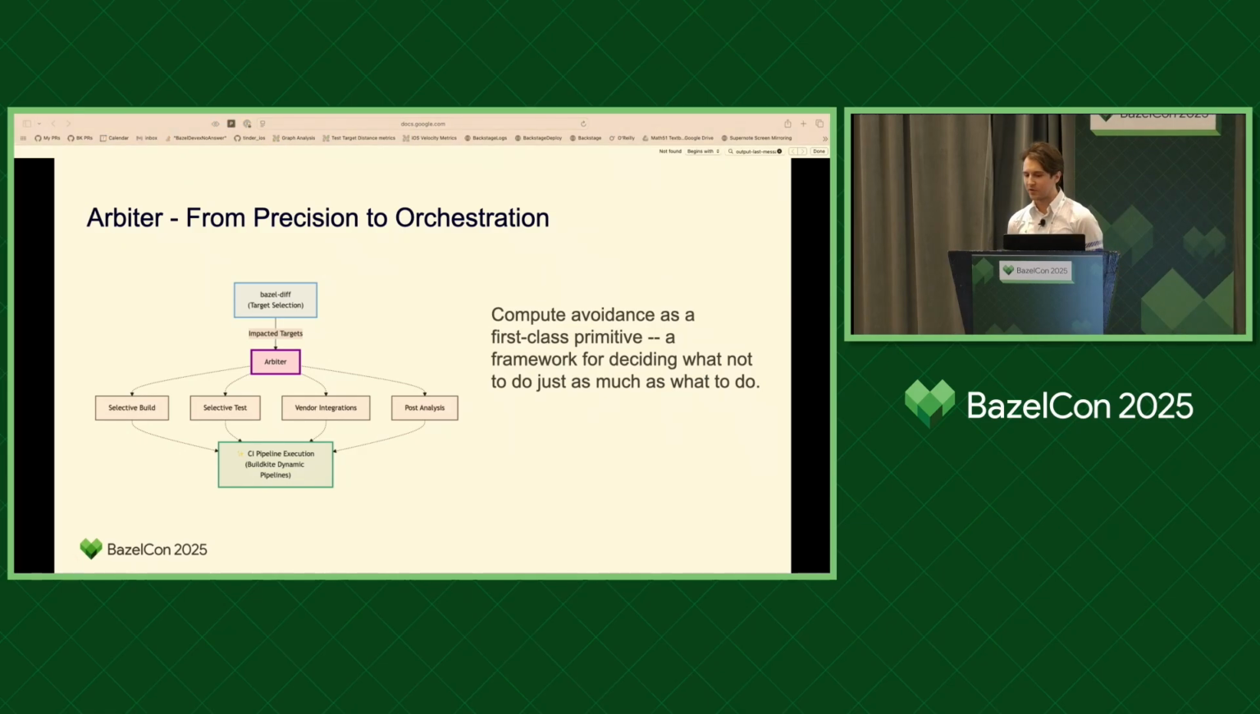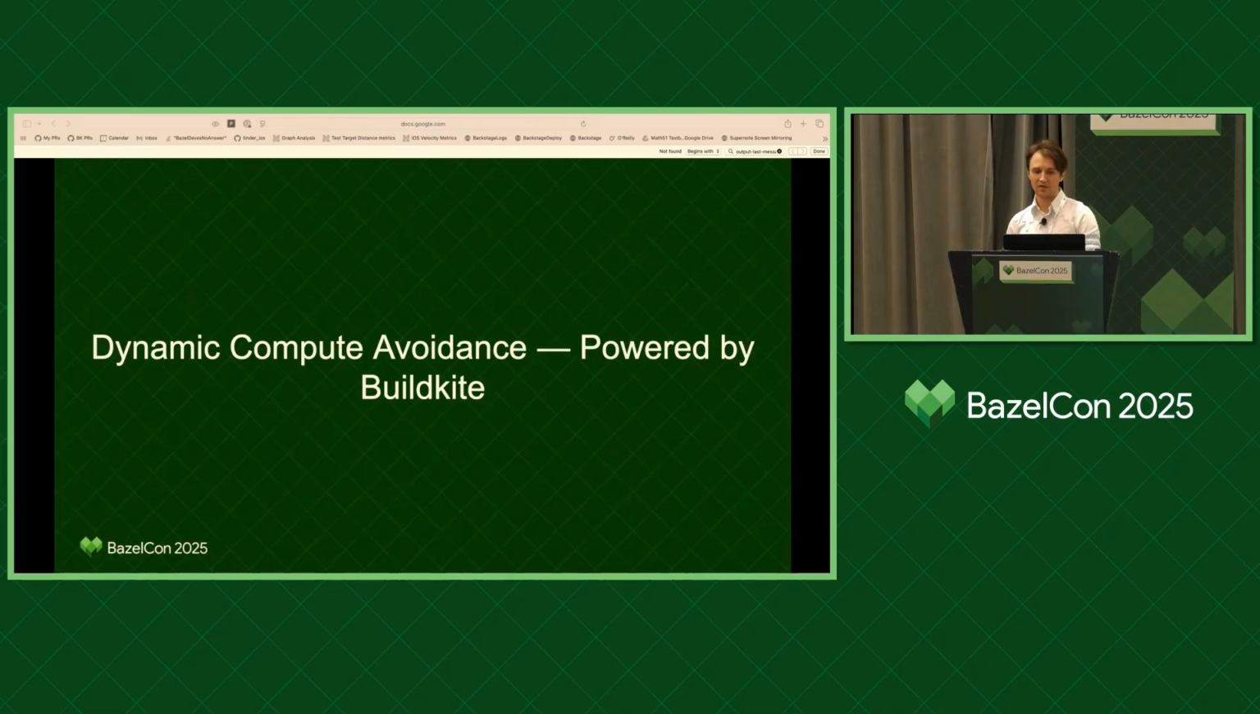It allowed us to extend the principles of Bazel Diff to any kind of job, not just build and test. It really gave us a way to reason about omission just as carefully as we do execution itself. So that foundation, which is a flexible orchestration layer built around compute avoidance, positioned us perfectly for the next step, connecting it to a CI system capable of generating and running dynamic pipelines in real time.